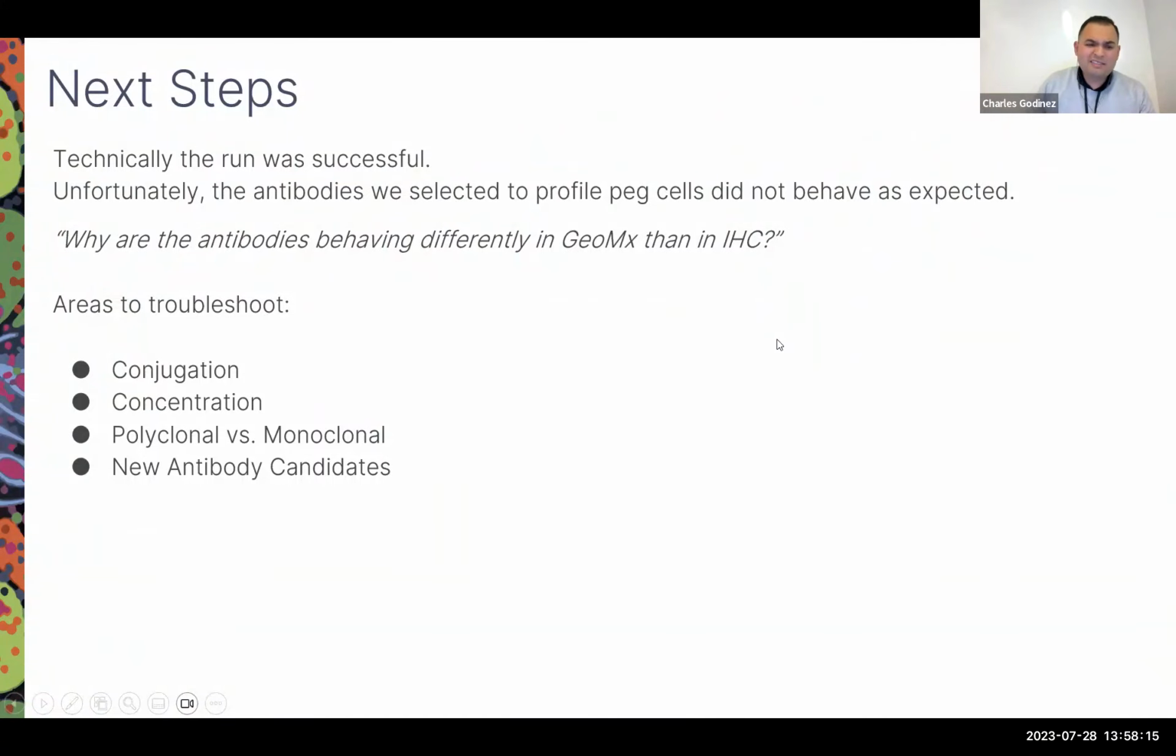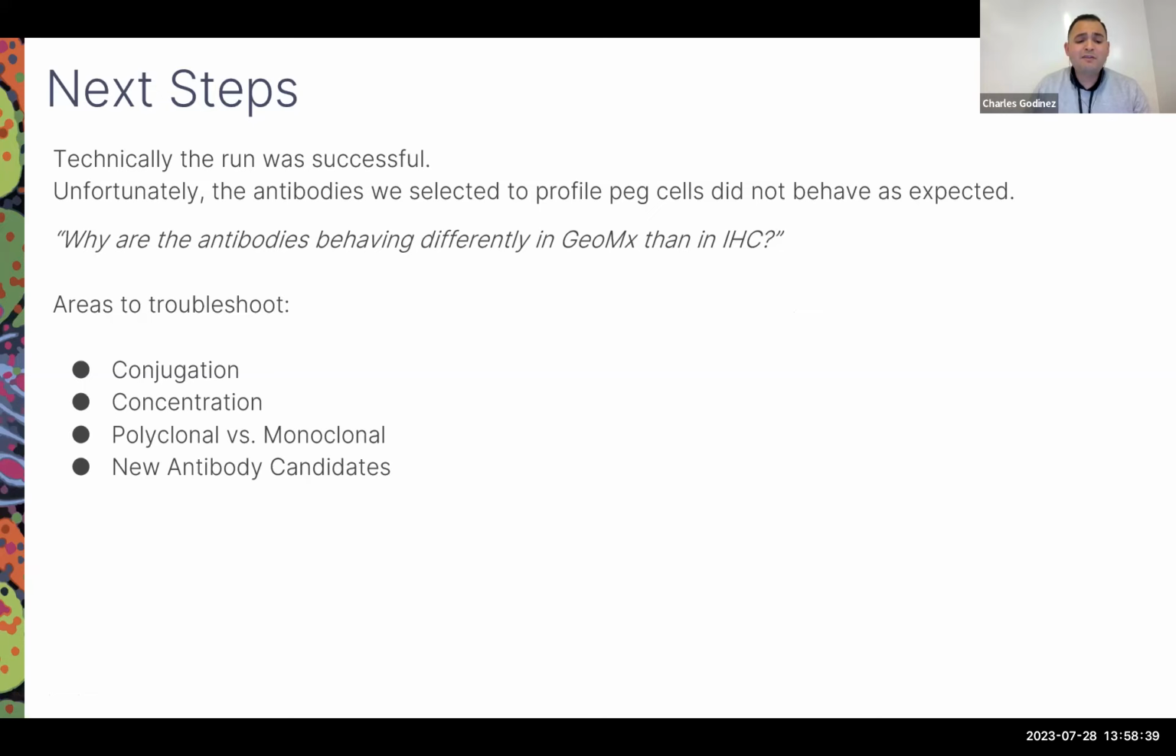So what are the next steps? Well, technically the run was successful. We were able to stain all cell subtypes in the fallopian tube epithelial mucosa using pan-CK, and we were able to successfully stain all ciliated cells using CAPS. But unfortunately, the antibodies we selected to profile PEG cells did not behave as expected. So naturally, we asked, why are the antibodies behaving differently in the geomic scans and in the IHC?